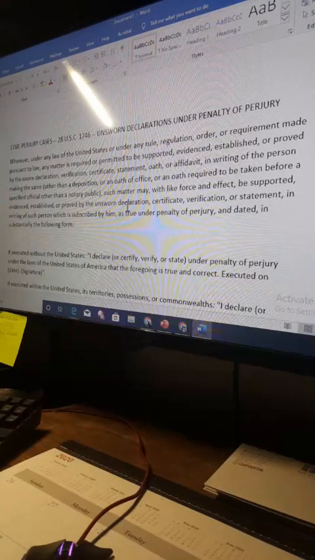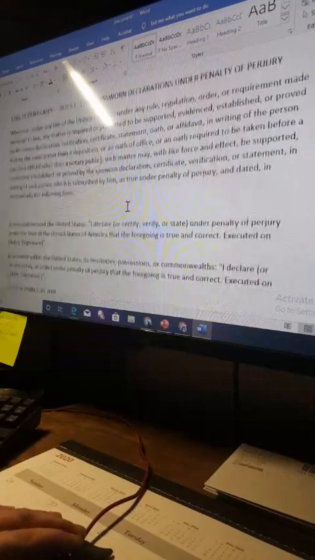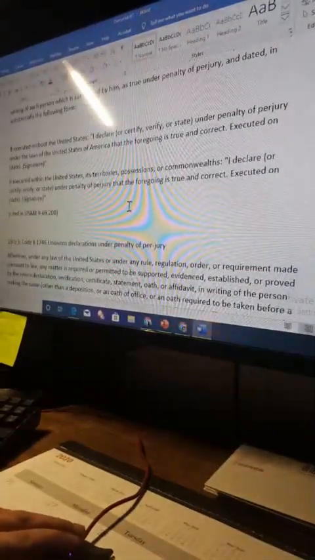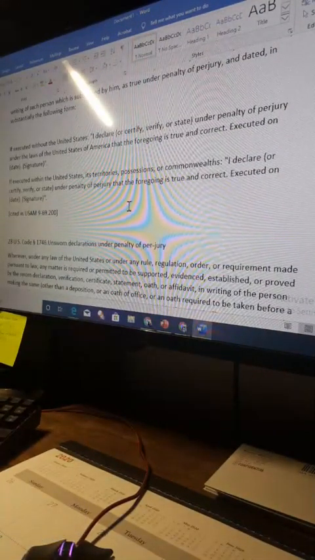Such matter may, with like force and effect, be supported, evidenced, established, or proven by the unsworn declaration, certificate, verification, or statement in writing of such person, which is subscribed by him, as true under penalty of perjury and dated in substantially the following form. Ladies and gentlemen, they're going to show you how to do it. All right? The importance of opening up these books and reading.